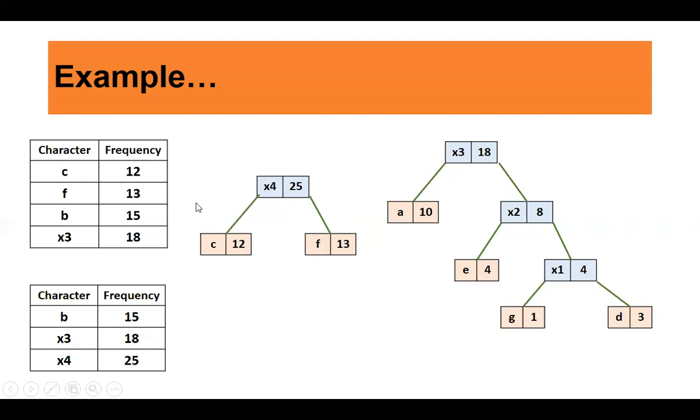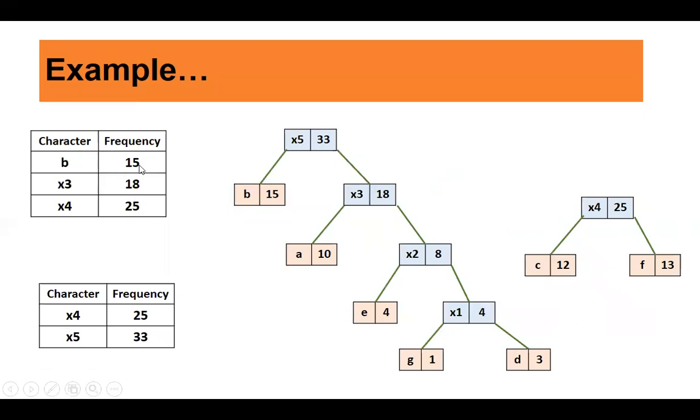Now what? Insert X4 into the heap, right? So you have extracted C, you have extracted F, now you have inserted X4. X4's frequency is 25, so it will be inserted at the end, as per the ascending order. Now this will be the input for the next step.